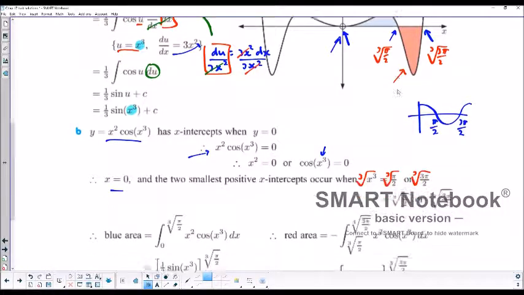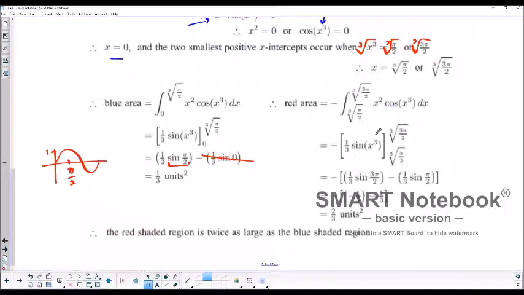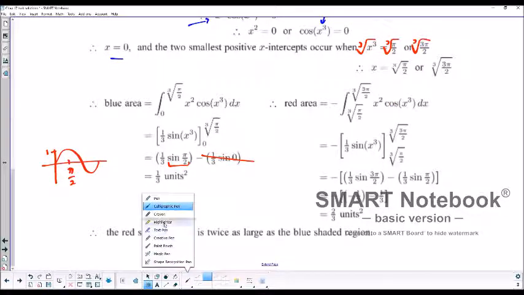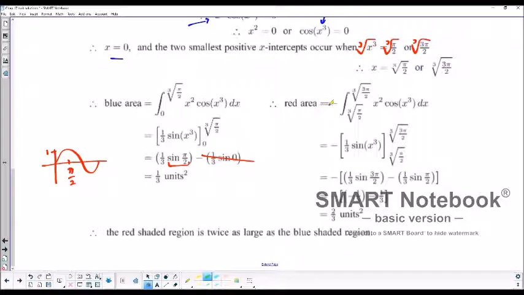When we get to the red area, now the red area is below the x-axis here. So that means that we have to stick on a negative sign in front of the integral sign. And so then we're going to evaluate this integral from the cube root of pi by 2 to the cube root of 3 pi by 2. And we know from before, of course, that the integral of this is 1/3 sine of x cubed. And so conveniently we've got these cube roots that will get undone by this cube.